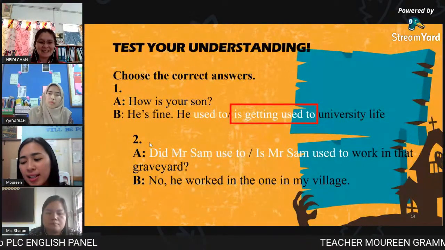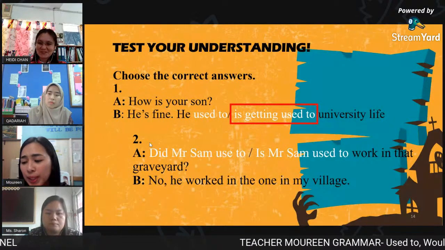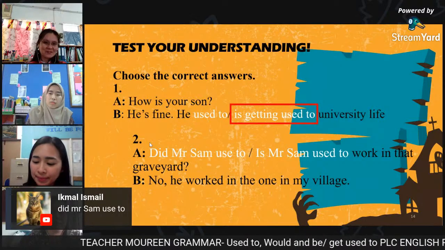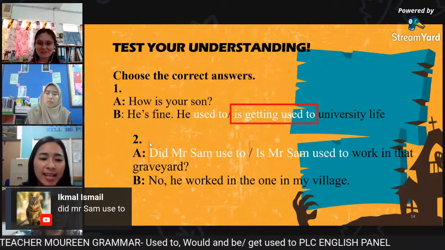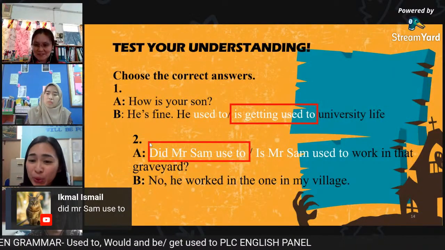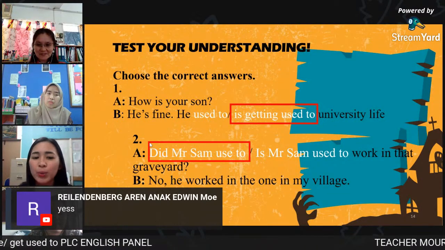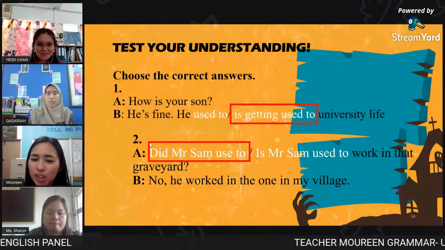Okay, I'll reveal the answer. The answer is: did Mr. Sam used to work in that graveyard? No, he worked in the one in my village.